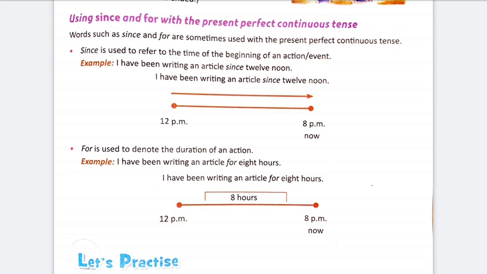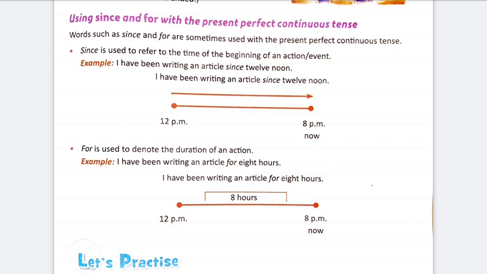So here since. For is used to denote the duration of an action. When no specific timing is mentioned, only the duration is the main thing, then for is used. For example, I have been writing an article for 8 hours. When I started is not mentioned, but I am writing continuously for 8 hours. That's why the duration word for is used.